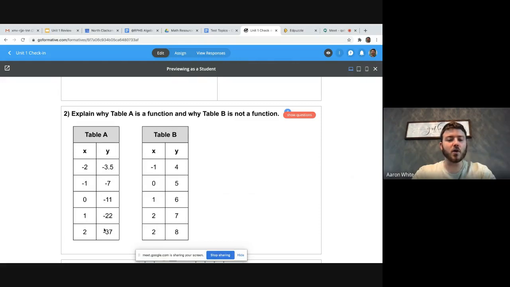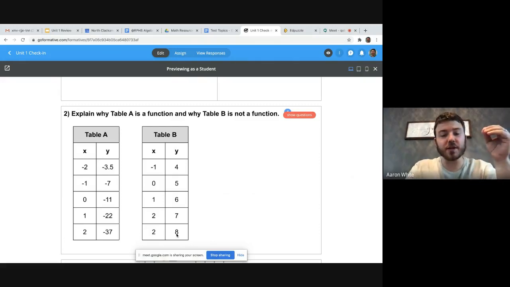Now, when I look at table B and table A, other than maybe the fact that the y's are all negative over here, the biggest difference that I notice is that table B has repeated inputs, so repeated x values. You'll notice that if we have an input in this table of 2, I'm either going to get 7 or I'm going to get 8. And that, by definition of a function, is not going to be a function.